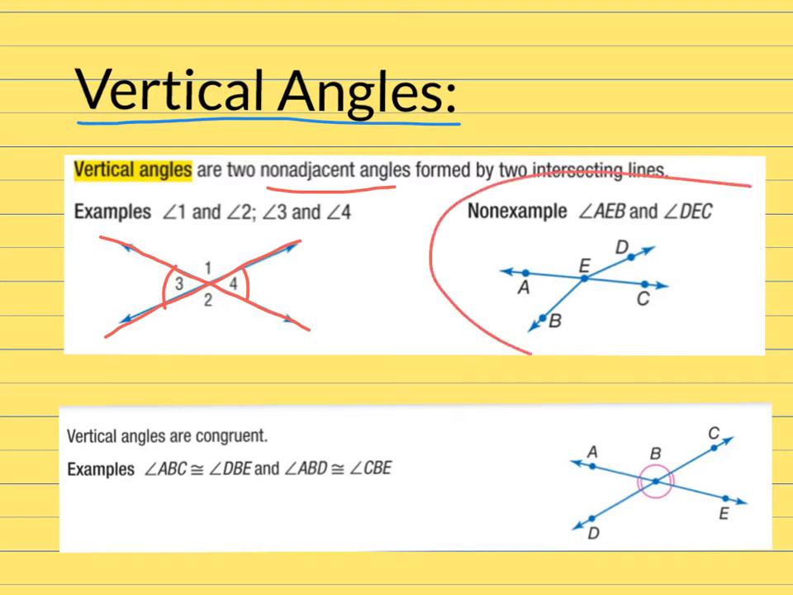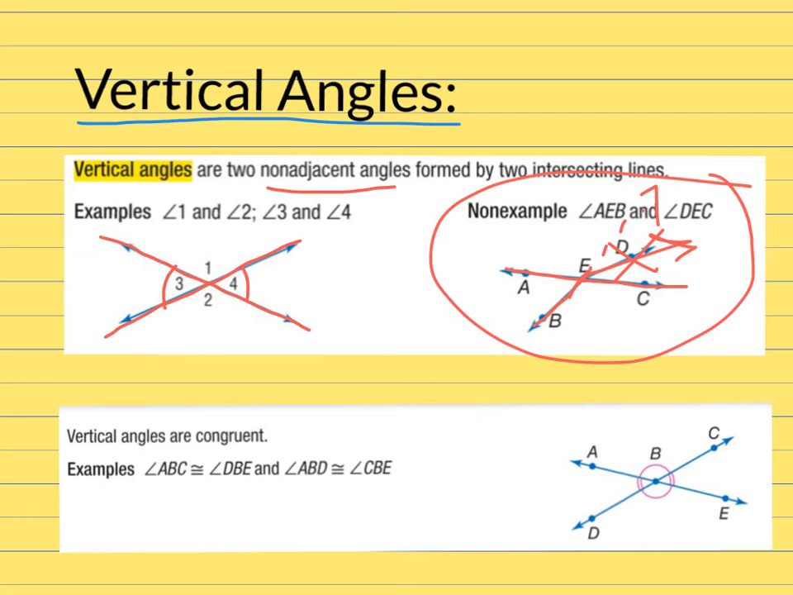This is another non-example. First thing, you have to have two lines crossing, not one and then it going off a separate way. Okay, it has to be going straight. So we know we don't have vertical angles there.